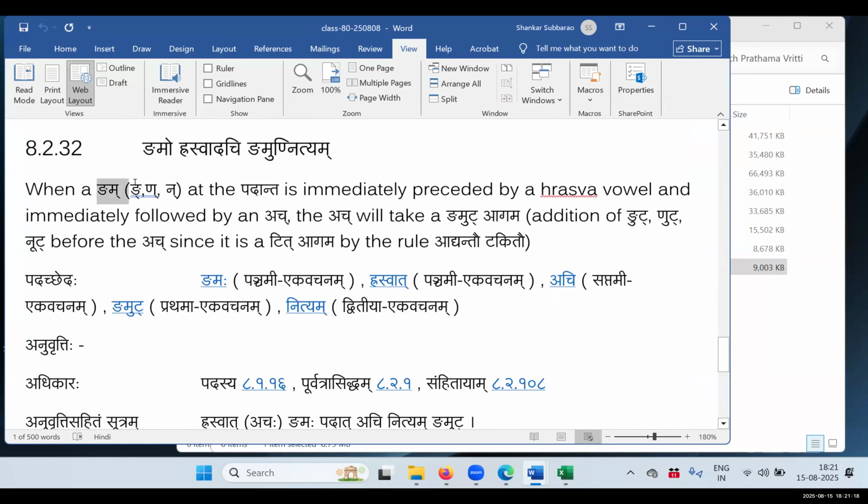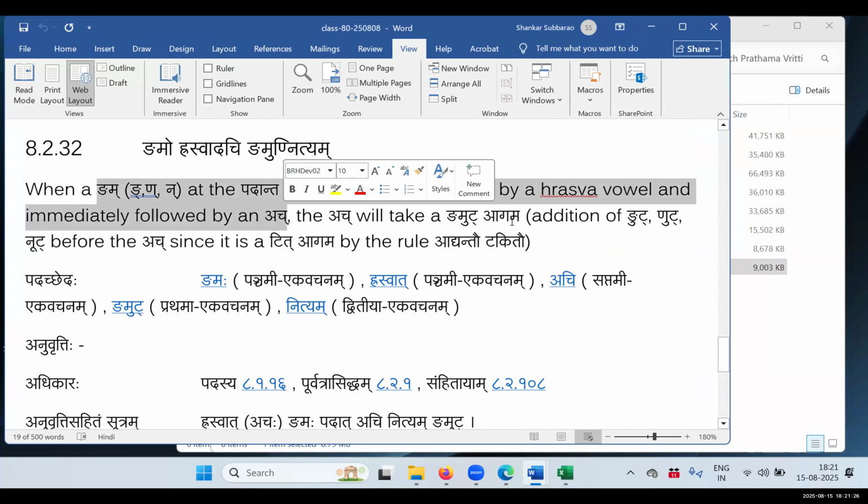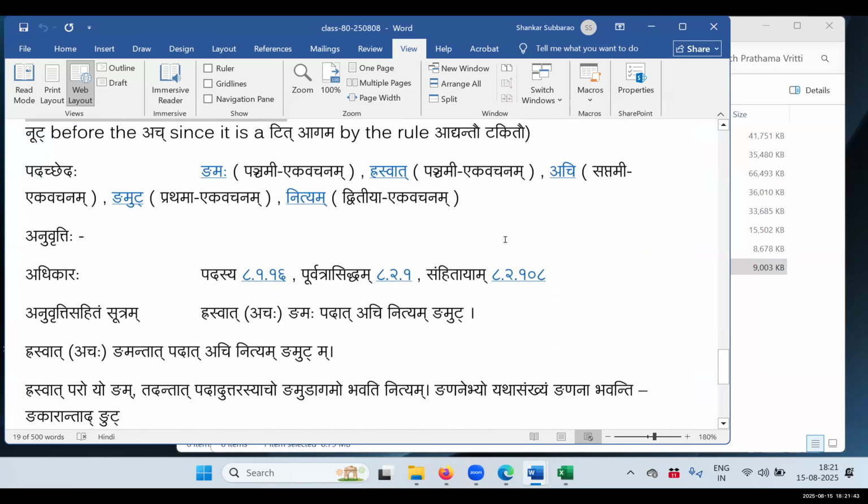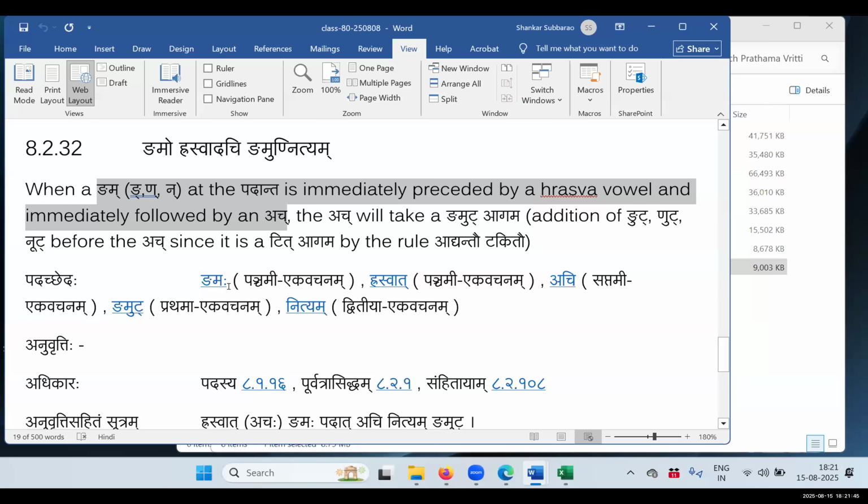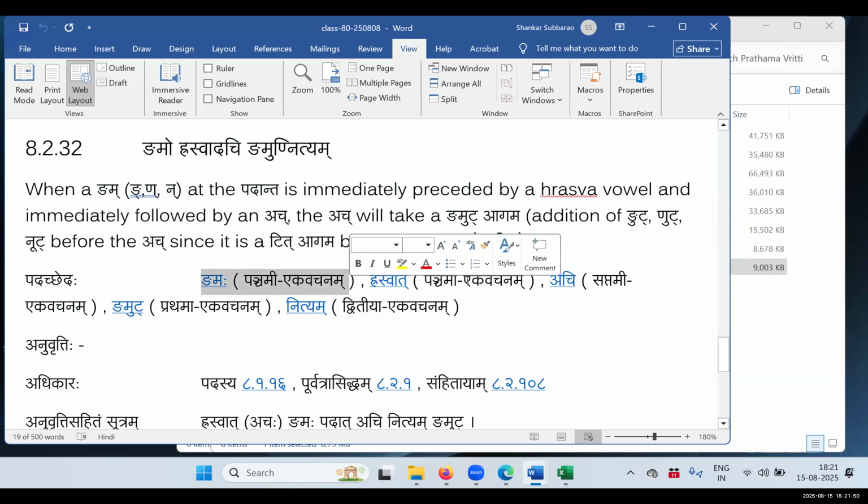So when a ngam, nga, na, na, at the padanta is immediately preceded by a hrasva vowel and immediately followed by an ach, then the ach will take a ngamut agama. How do you know it's an agama? Because of titvam. Okay. And where will a tit agama come? Depends on what it's going to apply to. It will be before. Before what? What is the sthani? So here, the problem is you have ngamaha, which is panchami ekavachanam. This hrasvat is coming before ngam. You don't have to worry about it.